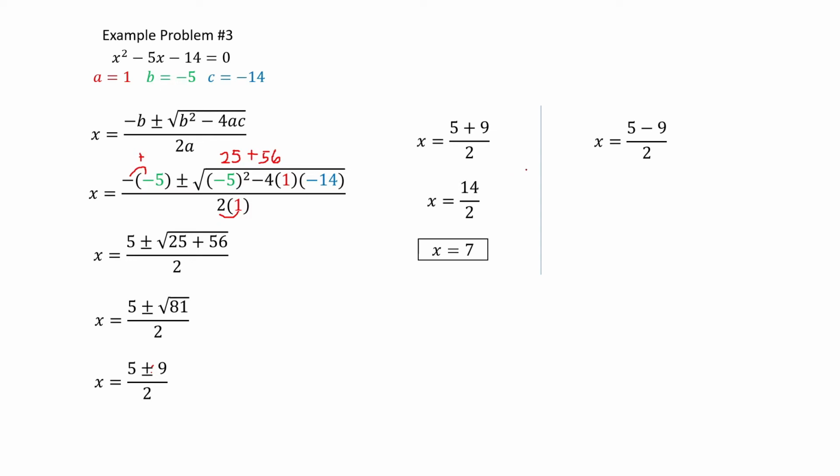And now 5 minus 9 over 2 will be negative 4. That's 5 minus 9. That's why it's negative 4, because 9 is a greater value. So we're going to get negative 4. Negative 4 divided by 2 will be negative 2. And that's the answer of problem number 3.